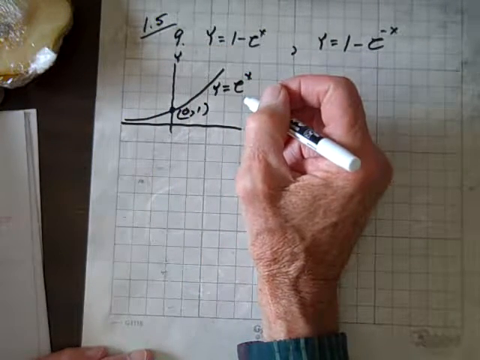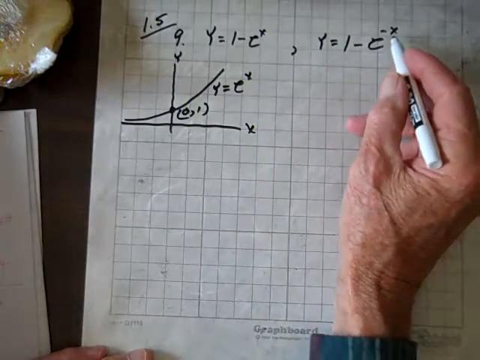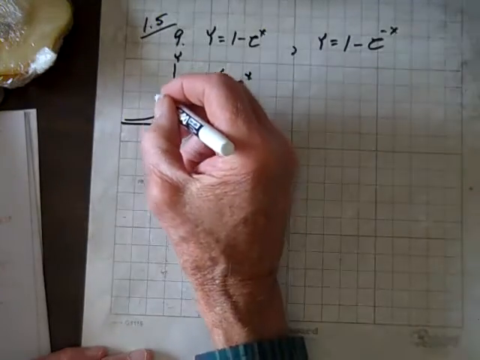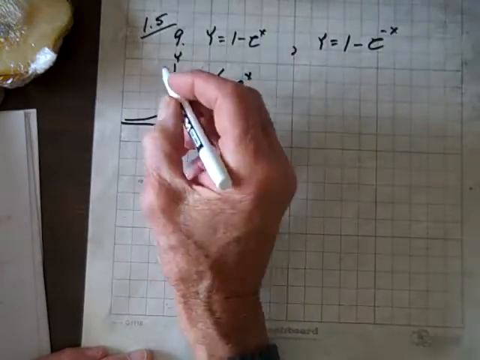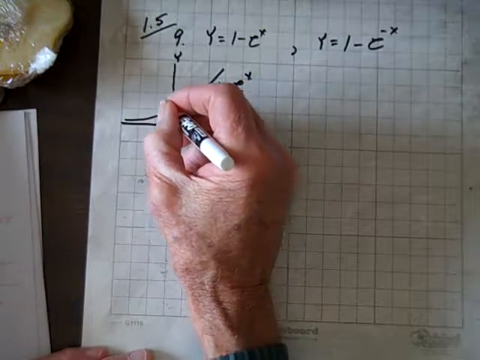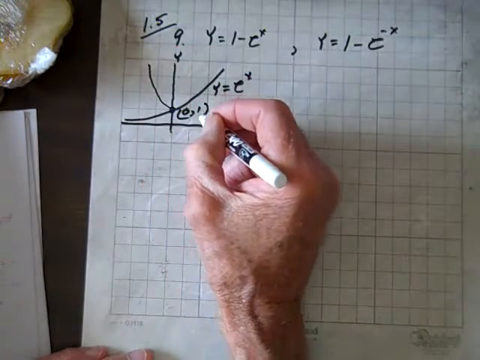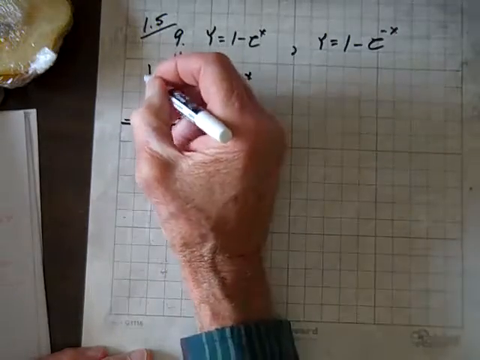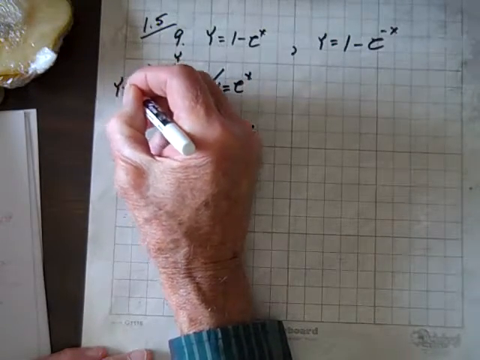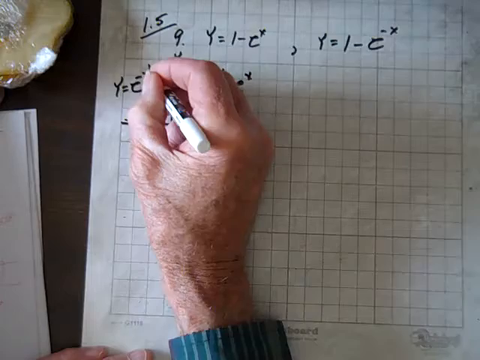Okay? What if we look at the graph of y equals e to the negative x? Well, it simply flips this graph over the y-axis. And that's what it looks like. And so this is a graph of y equals e to the negative x.